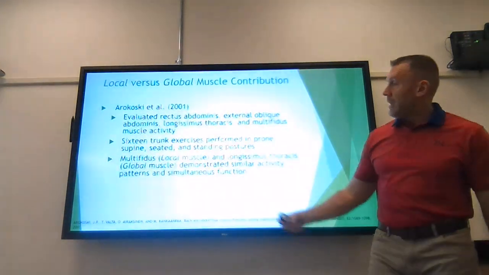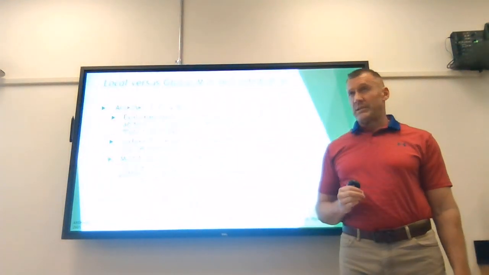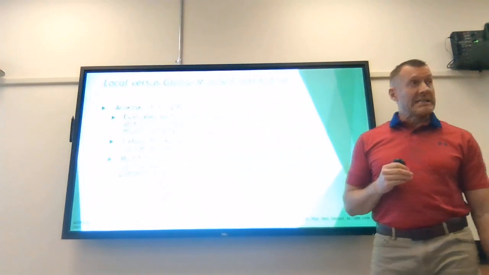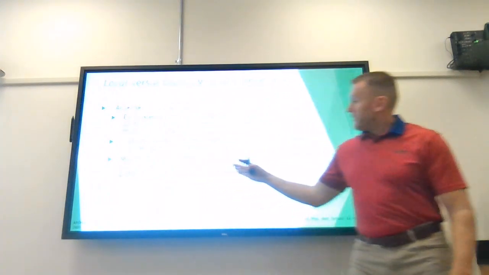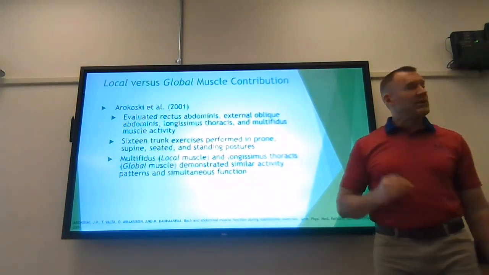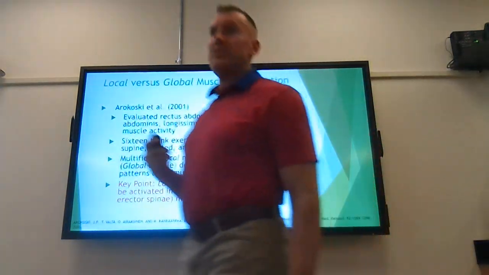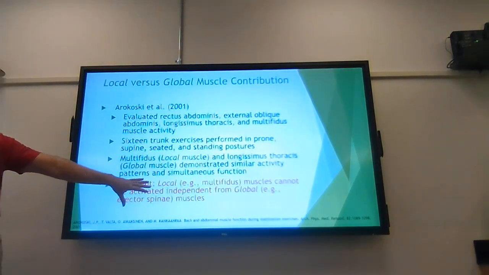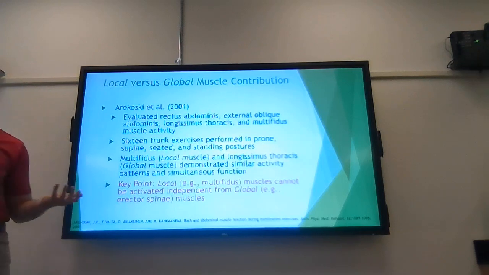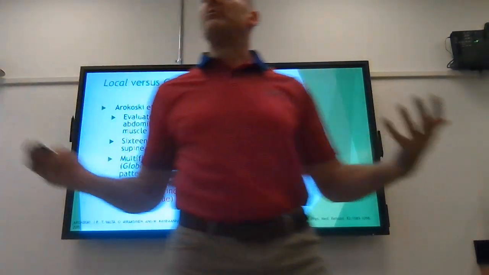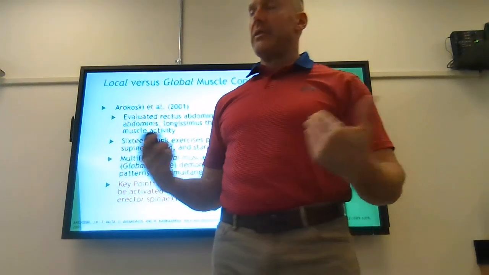The key finding: the multifidus, which is considered to be more of a local muscle, and the longissimus thoracis, which is considered to be more global, closer to the surface, demonstrated similar activity patterns and simultaneous function. So what's the take-home message? The local muscles cannot be activated independent from the global muscles. Just going back to this, there's not a single most important core muscle. Local muscles and global muscles are activated together.